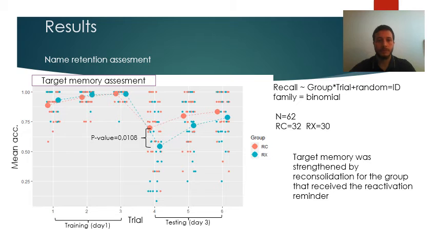So first we're going to analyze the target memory strengthening, and we see here that on the fourth trial, that is the first testing trial, the RC group presented a significant enhancement compared to the RX group. Therefore, target memory was strengthened by reconsolidation for the group that received the memory reactivation reminder.